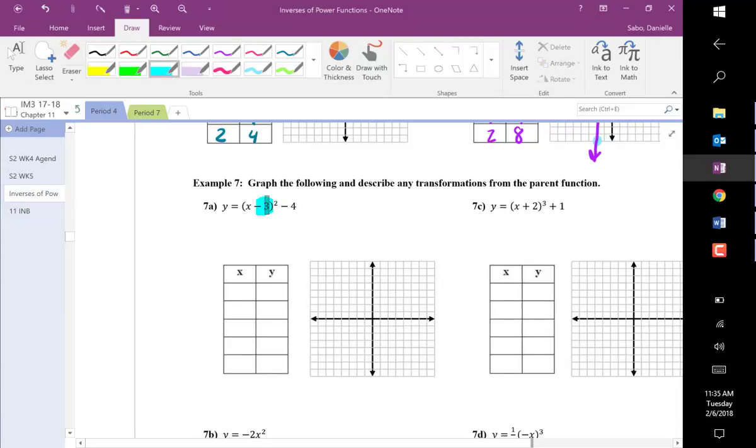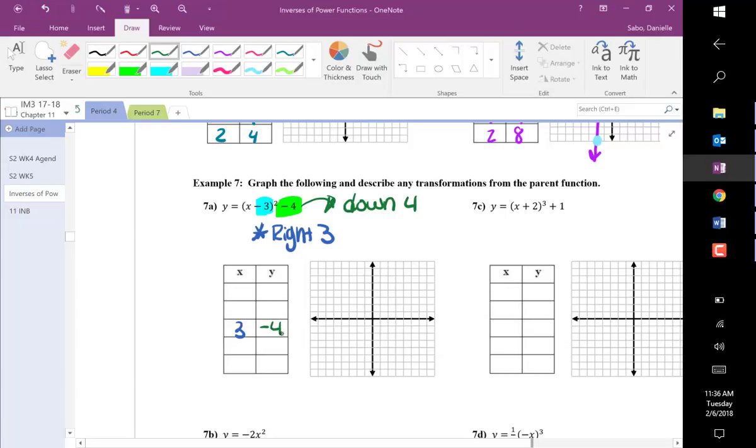This 3 is different, and this 4 is different. Let's talk about the blue piece. You guys should be good at this. Am I going left or right 3? Right, you're going right 3. So that's going to be my new vertex point. And then in green, what am I doing? Going up or down? Down 4. So that's my new vertex point.